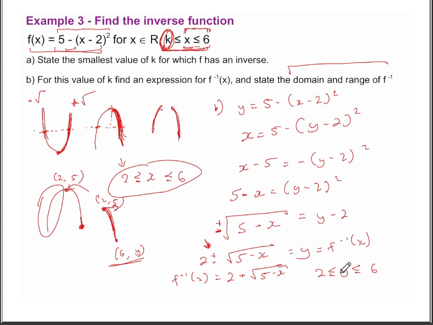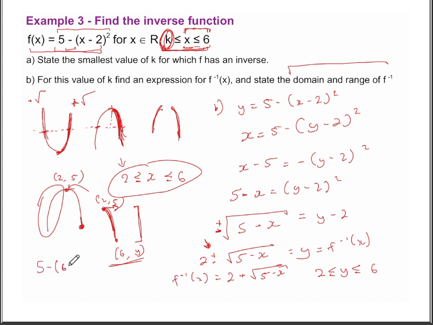For the domain of the inverse, we need to find the range of the original function. And the range, remember, is the y values the function can take up. And as you can see, the y values will be between this and this portion right here, which means the largest y value you can take up is 5, okay? And the lowest y value you can take up is whatever you get when you put 6 into the original function. So we have to find that.